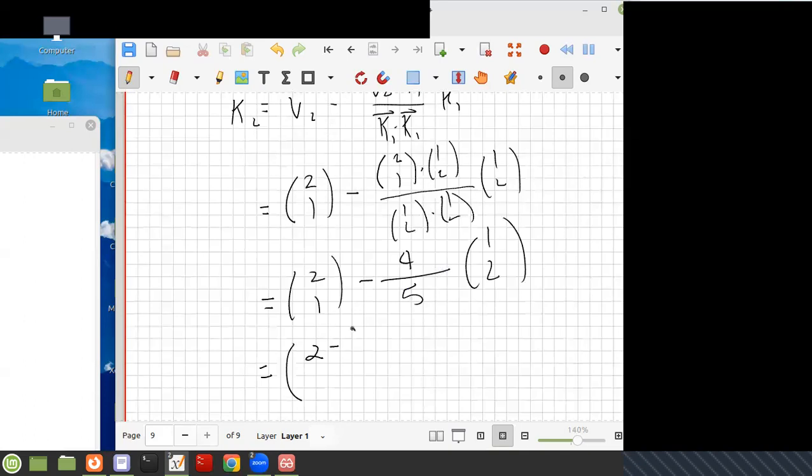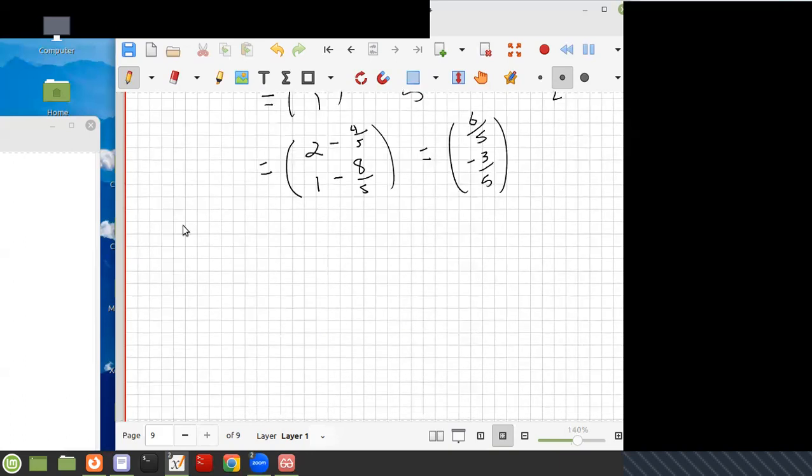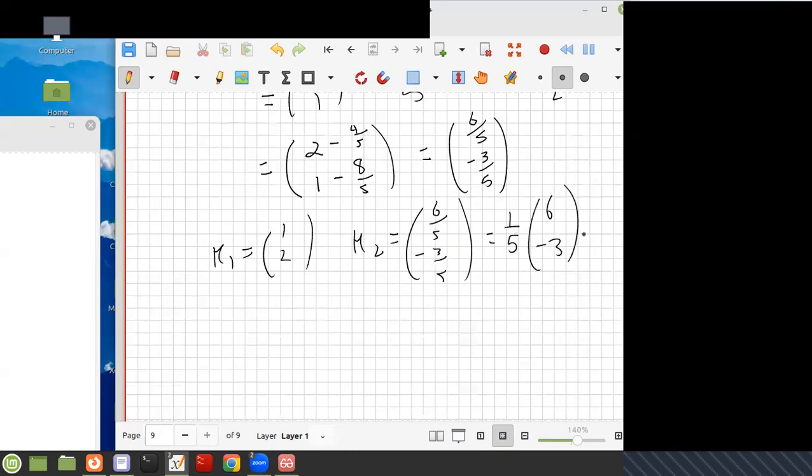Which equals 2 minus 4 fifths over 1 minus 8 fifths, right? So this is 2 minus 4 fifths. The 2 is 10 fifths. So 10 fifths minus 4 fifths is 6 fifths. And 1 is 5 fifths. 5 minus 8 is minus 3 fifths. So kappa 1 equals 1, 2. And kappa 2 equals 6 fifths, minus 3 fifths, which is going to be easier to write as 1 fifth times 6, minus 3.